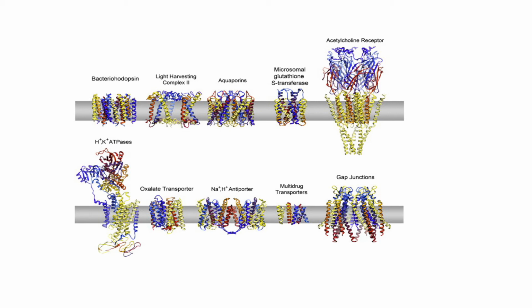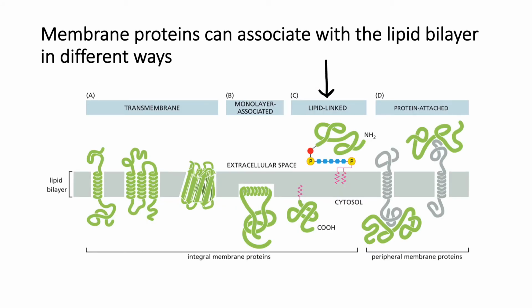There are other ways for proteins to be associated with the membrane. We'll look at that next. So membrane proteins can associate with the lipid bilayer in different ways. Aside from the transmembrane domains, the integral membrane proteins, shown in the center as monolayer associated, are basically the same. It's a nonpolar transmembrane domain, and then you have other ones.